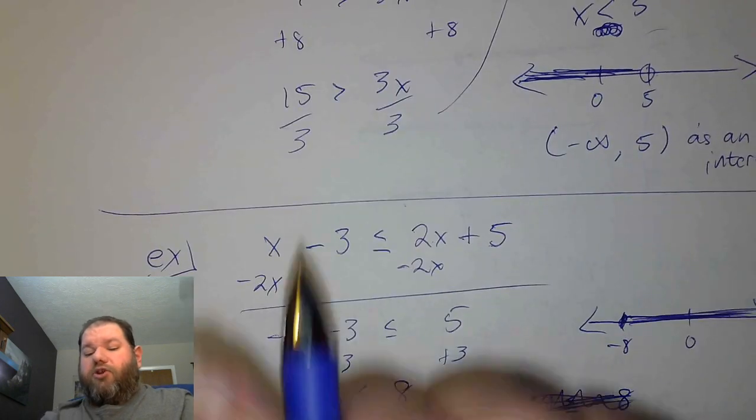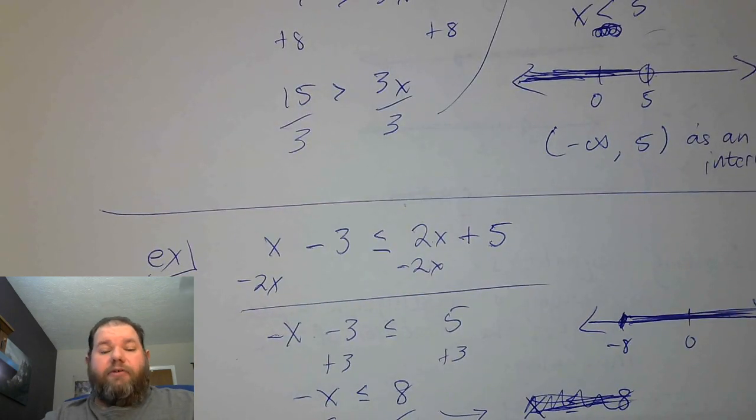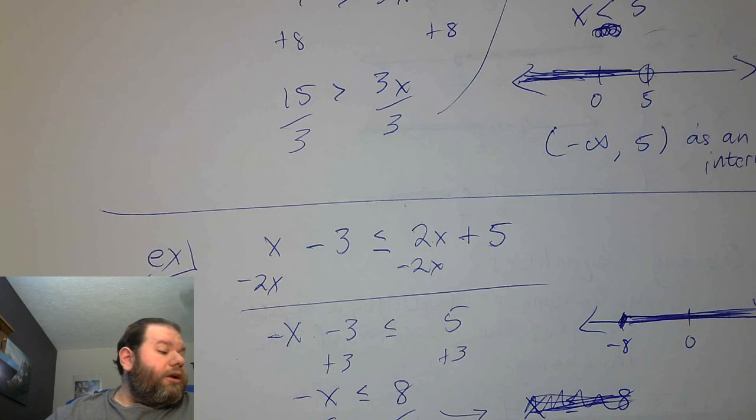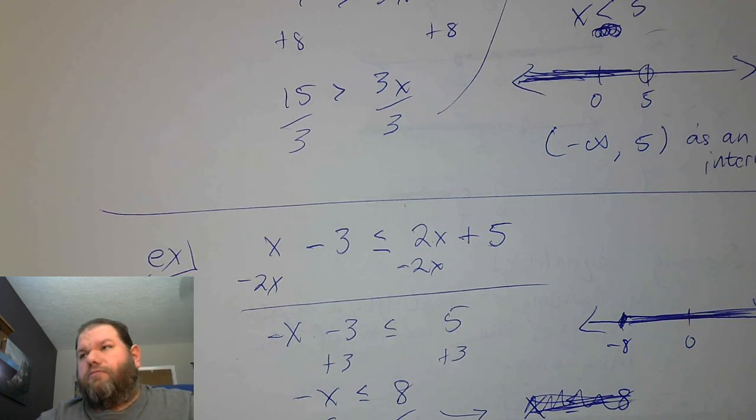Now, in each of these problems, we just had a single inequality. It is possible for us to have what's called a compound inequality. Let me show you what that looks like next.